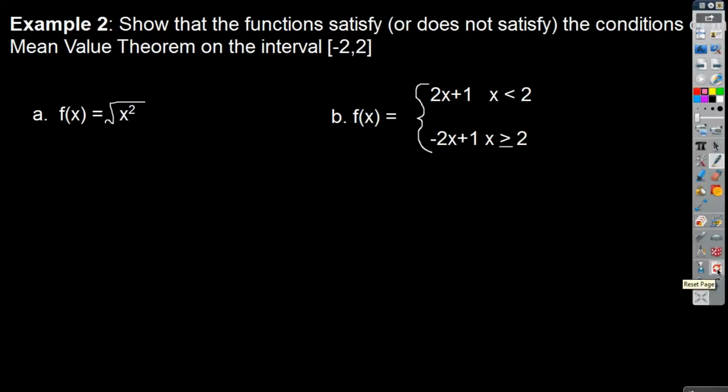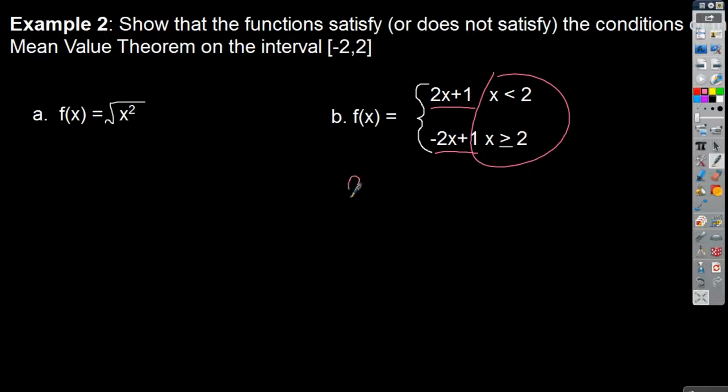Now let's look at the piecewise function. My first thought on a piecewise function is there's going to be something funky at this point right here, because otherwise I have a linear function of 2x plus 1 and a linear function of -2x plus 1. So it's quite possible that it's not continuous at this point.